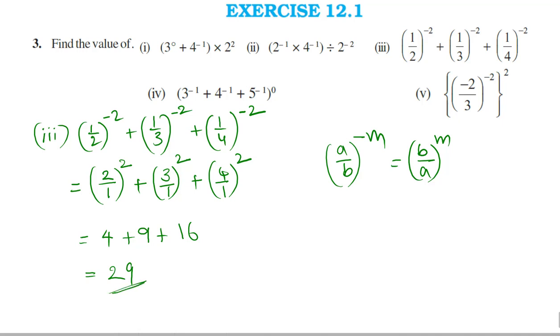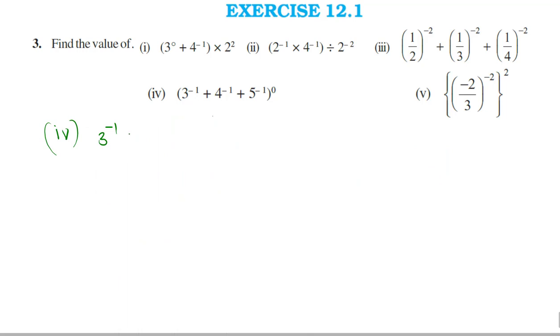Let us go to the fourth one. 3 to the power of negative 1 plus 4 to the power of negative 1 plus 5 to the power of negative 1, whole to the power of 0. We know that anything to the power of 0, that means a to the power of 0, equals 1, where a is not equal to 0. Here also the value within the brackets is not equal to 0. So a power 0 equals 1, this is the identity we can use. So the answer is directly 1.